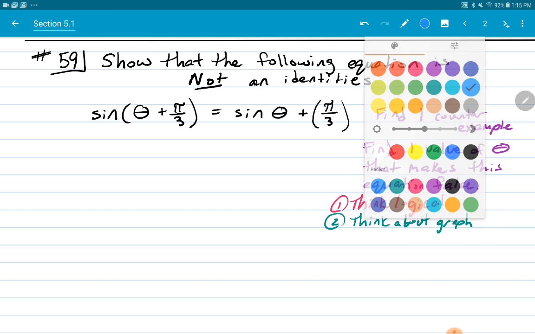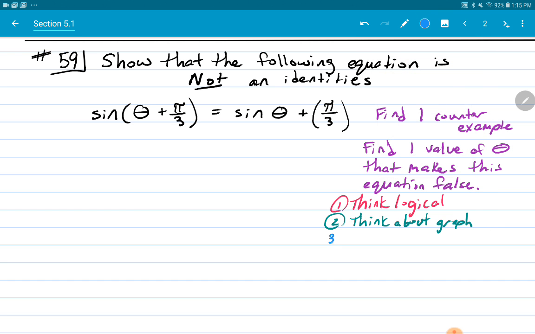I'm going to try something different, and I'm going to try the third strategy, which is to try some values and check it. So kind of like a guess and check kind of deal. So I'm going to write that actually, guess and check. And if I get lucky and find one that's false, then that proves it's not an identity, because it's not always true. Even if it's true for some, if I can find one where it's not true, then I've proven it's not an identity.